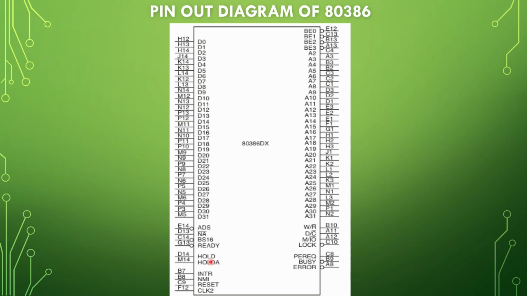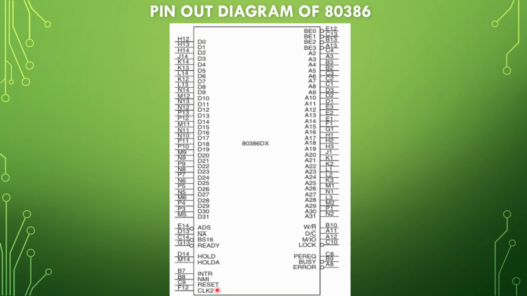Where HOLD and HLDA are DMA control signals. They are used for request and acknowledge of CPU hold. And coming to PEREQ and BUSY, these are the signals from the 80387 coprocessor that are used for coordinating the interrupt process. Then comes the ERROR signal, which indicates whether there is any error. Then comes NA, which supports the pipeline address operation.